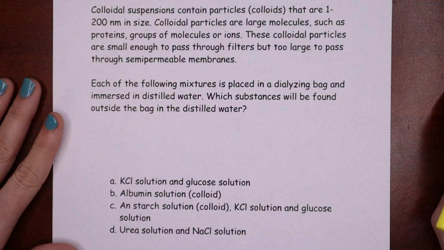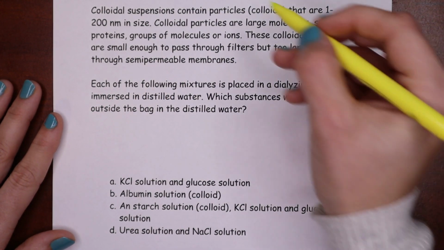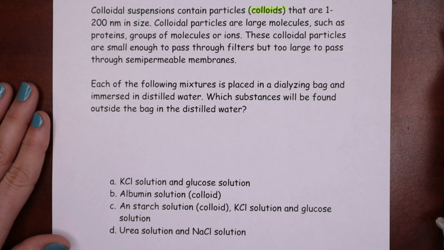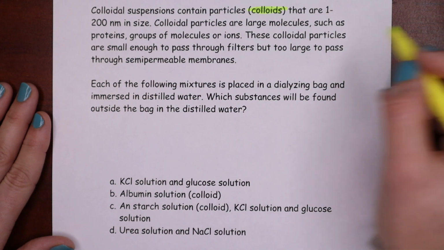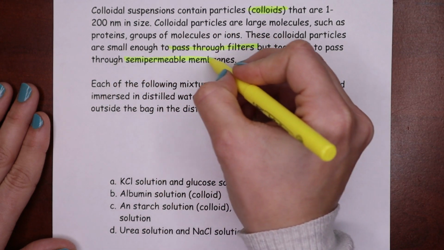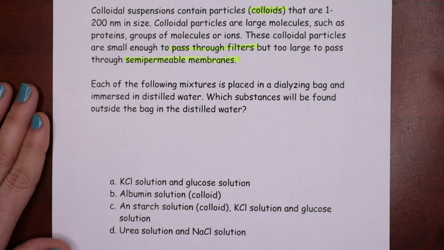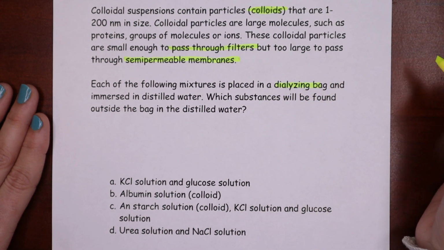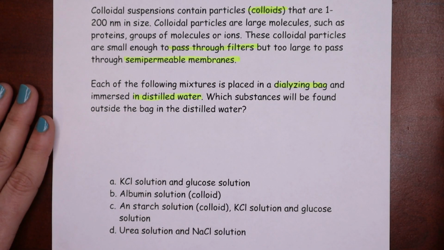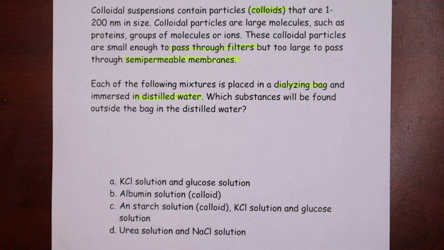Alright guys, so on to the next question. It says colloidal suspensions contain particles, colloids, that are between 1 to 200 nanometers in size. Colloidal particles are large molecules such as proteins, groups of molecules, or ions. These colloidal particles are small enough to pass through filters, but too large to pass through semi-permeable membranes. Each of the following mixtures is placed in a dialyzing bag and immersed in distilled water. Which substances will be found outside the bag in distilled water?